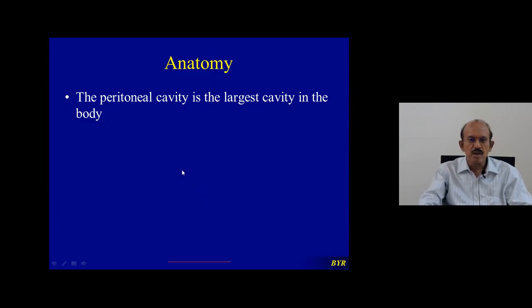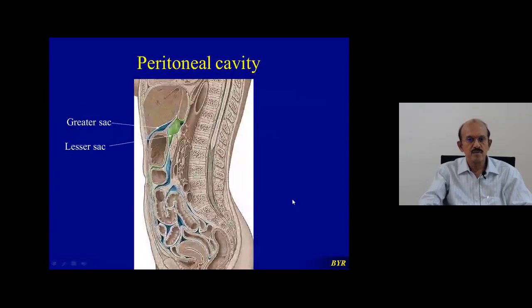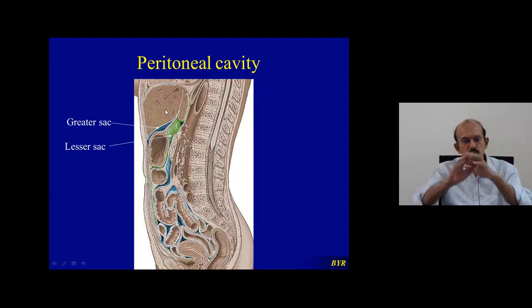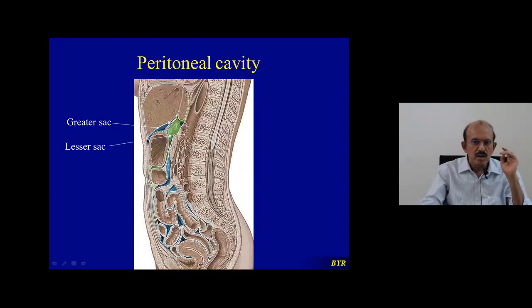Okay, let's come back to the peritoneum. Anatomy of the peritoneum. The peritoneal cavity is the largest cavity in the body. It is divided into greater and lesser sacs. Of course, all this cavity is filled with bowels and other viscera, so you can't see a big space there. The space is just like this. You can see this blue staining. This is all the spaces between the bowel loops. So the whole thing is the peritoneal cavity.